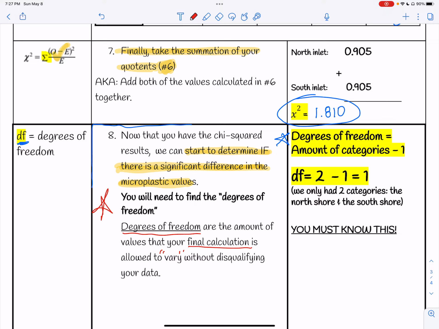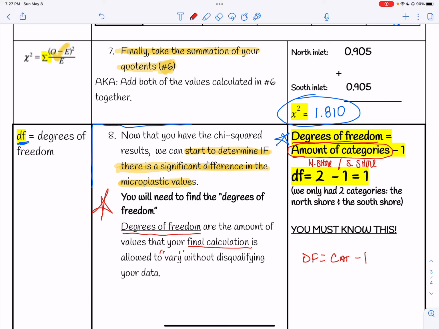Okay, to calculate degrees of freedom, you're going to take the amount of categories that you had. We had 2 categories. We had the North Shore, and then we also looked at the South Shore. And you're going to take that minus 1. So degrees of freedom equals categories minus 1. DF equals categories minus 1.